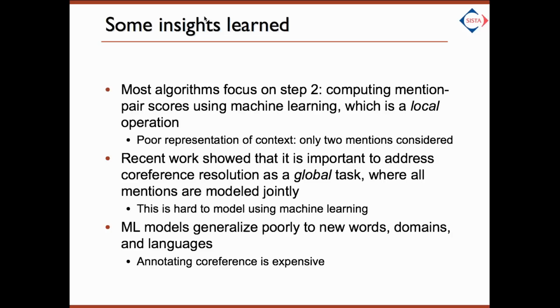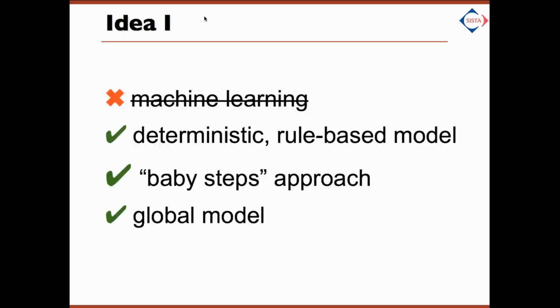So the first idea I'm going to talk about in this work is that we're actually dumping machine learning completely. That's why I thought this presentation would be appealing to linguistics, because I'm emphasizing the linguistic aspect. What I'm saying is that instead of machine learning, let's use a deterministic model based on rules or grammars. Well, they're not actually grammars, let's call them rules.